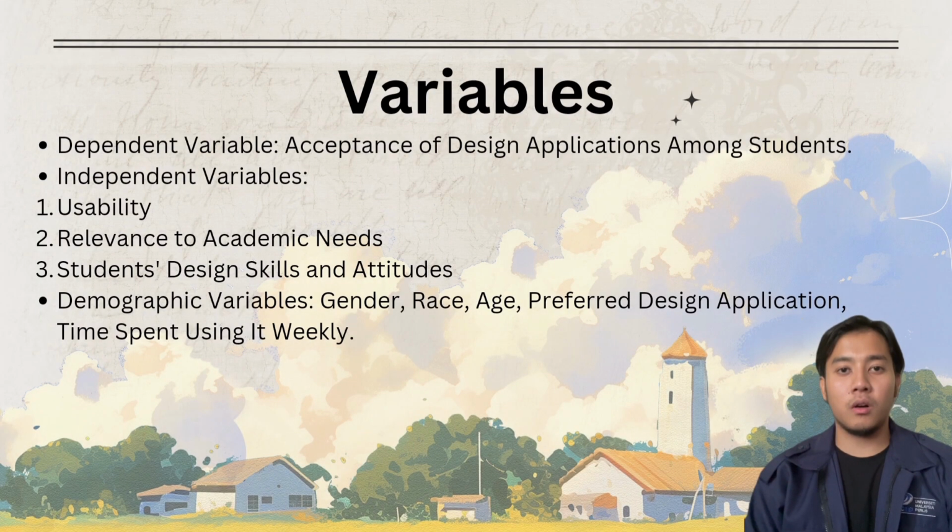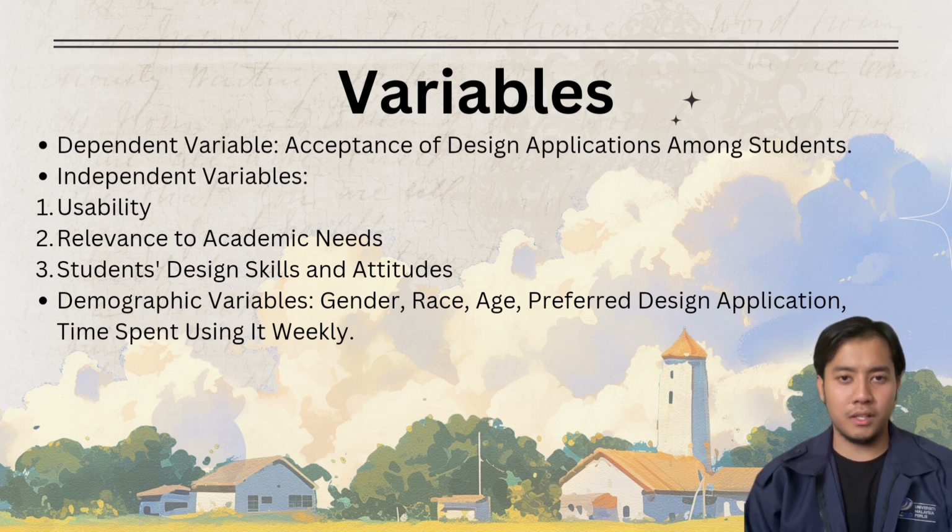So now we are on the next page, which is variables. For variables, we have split them into some parts. We have the DV, which is the dependent variable, and the IV, which is the independent variables, that have been split into 4 parts. For our group, the dependent variable, DV, is acceptance of design applications among students.